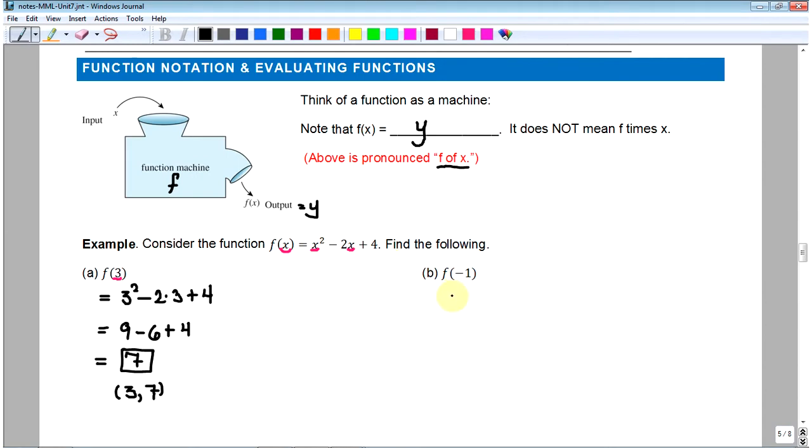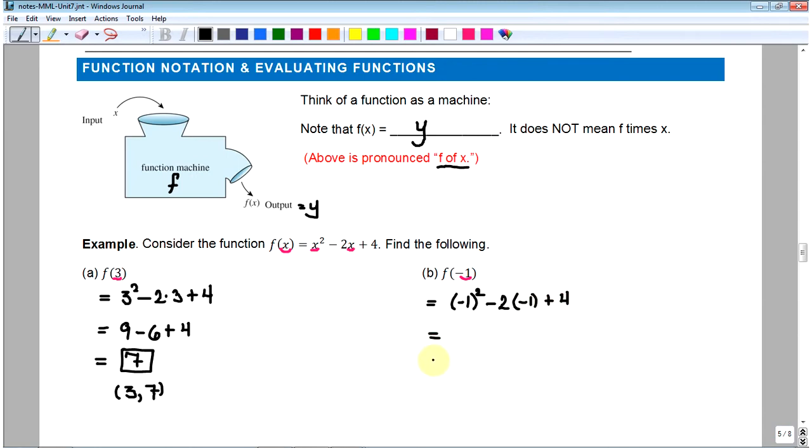Okay, for part B, we want to find f of negative 1. So now we're substituting negative 1 everywhere we see an x. So we're still using that same function f. So instead of x squared, we have negative 1 squared. Very important to put that negative 1 in parentheses because you want that entire quantity squared, not just the 1. Minus 2 times negative 1 plus 4.